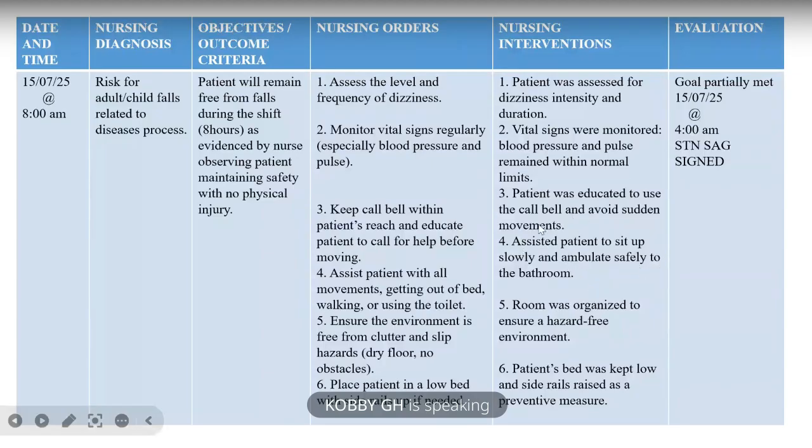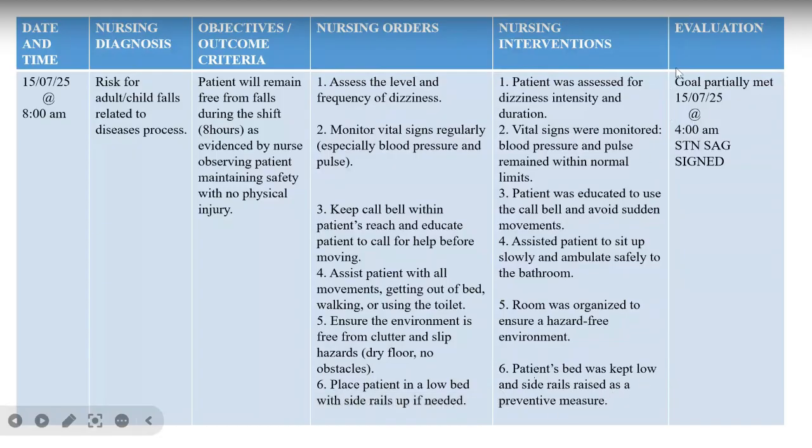Assisted patients to sit slowly and ambulate safely to the bathroom. You see, here is past tense. Assisted patients, meaning we assisted patients, or patient was assisted to sit up slowly and ambulate safely to the bathroom. Ensure the environment is free from clutter and slip hazards. Dry floor, no obstacles. Room was organized to ensure hazard-free environment. Now, place patients in a low bed with side rails up if needed. Patient's bed was kept low and side rails were raised as a preventive measure.